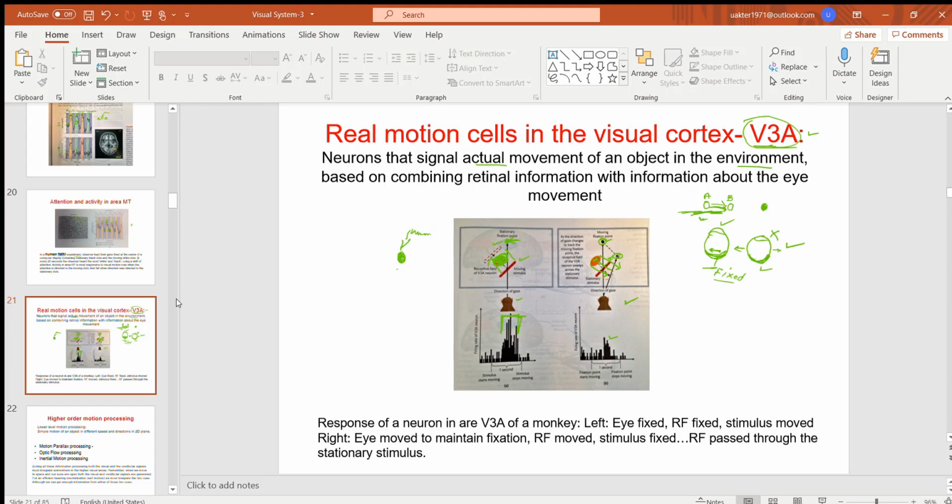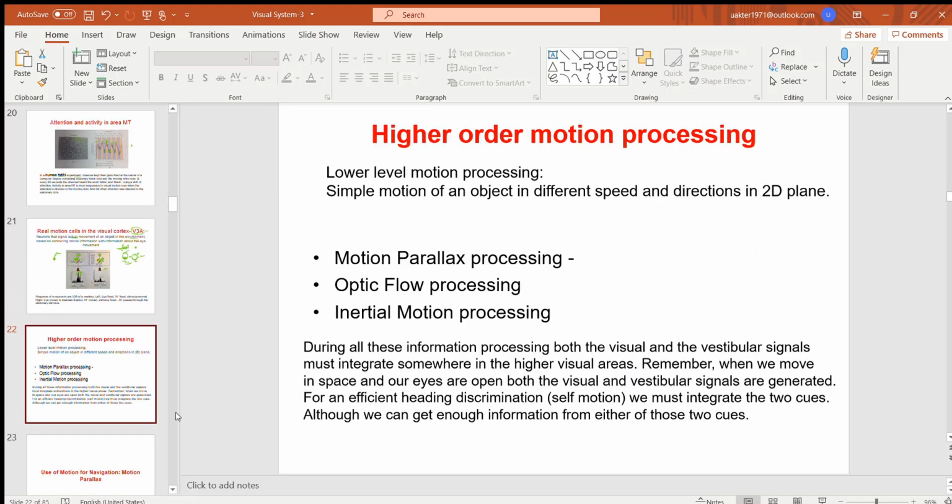So you see that different areas have different interesting functions, right? To process different types of visual signal. Okay. The higher order motion processing includes the motion in 3D space, motion parallax, optic flow, and inertial motion processing. So let's see the motion parallax. What is motion parallax?